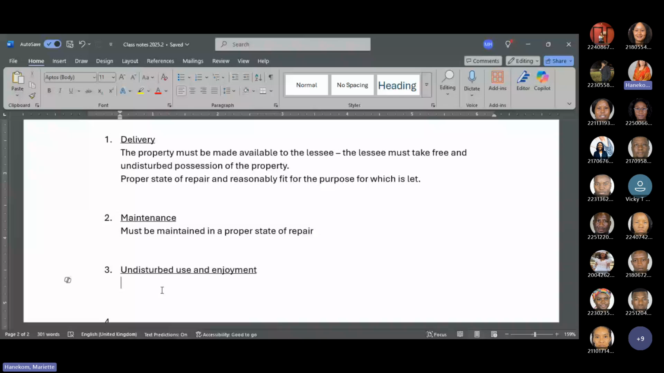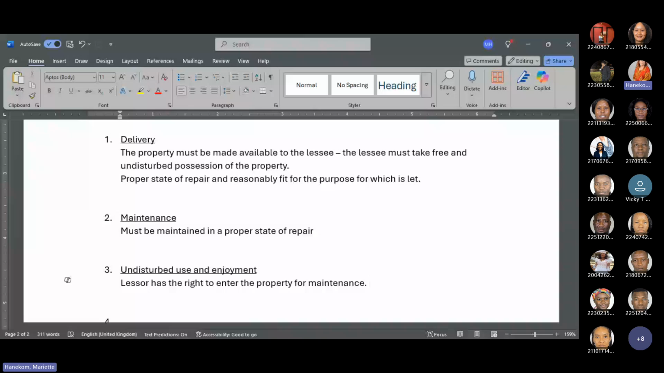This undisturbed use and enjoyment, however, is qualified by the previous duty, because the lessor must maintain the property. And obviously, in order to maintain the property, to perform maintenance, fix things, they will need to, on occasion, enter the property. So the lessor has the right to enter the property for maintenance. This must obviously at all times be done in a reasonable manner. They cannot just pitch up there at any time. They have to give notice that they will be coming, etc., etc.